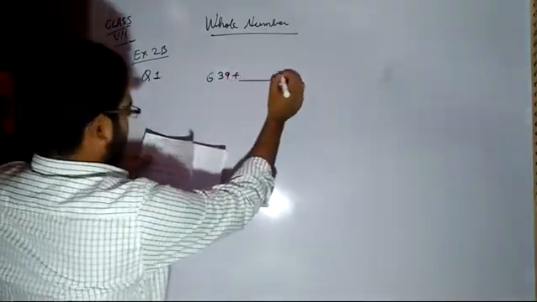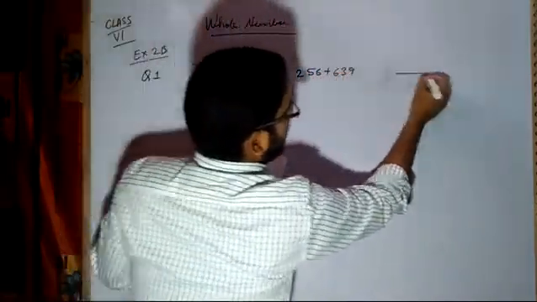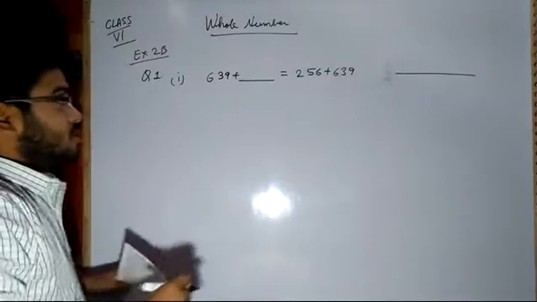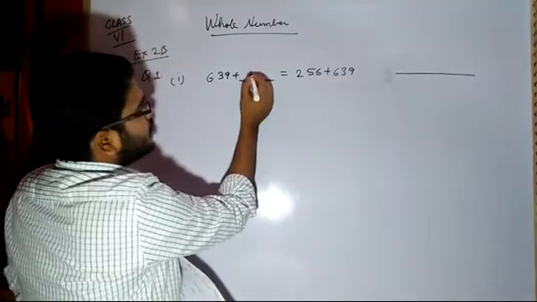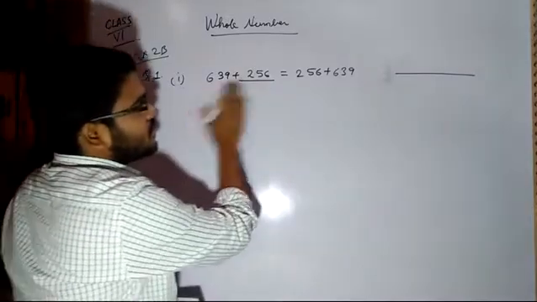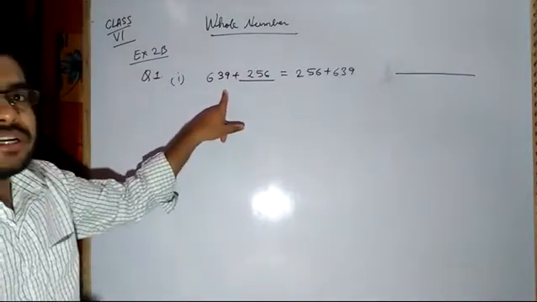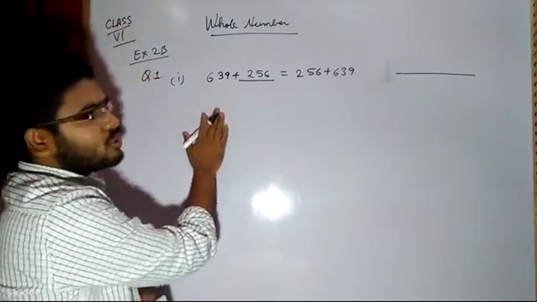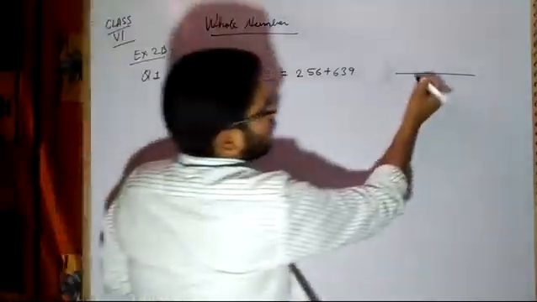fill in the blanks: 639 plus blank equals 256 plus 639. Now what type of property is this? What will be the answer here, and what property does it signify? If you see it carefully, 256 is missing and 639 is given. If I write 256 here, both sides have the same numbers, 256 and 639. Don't you think it is the commutative property, or is it the closure property? It is actually the commutative property: first number in first position, second number in second position, and then second number in first position, first number in second position. So the property is commutative.